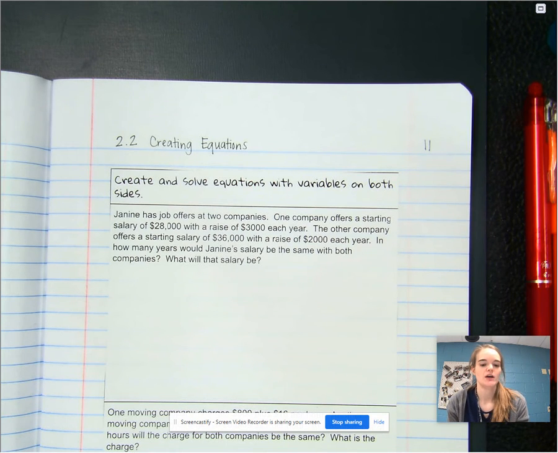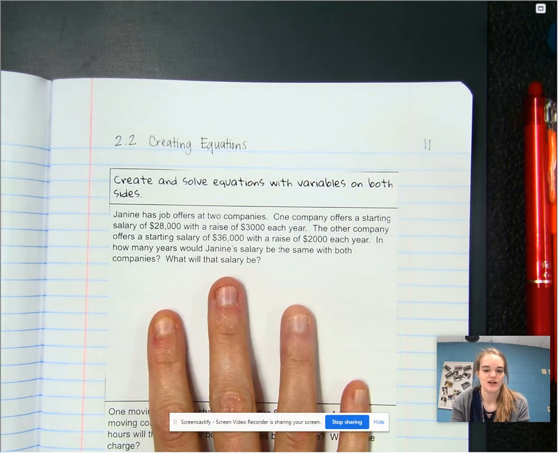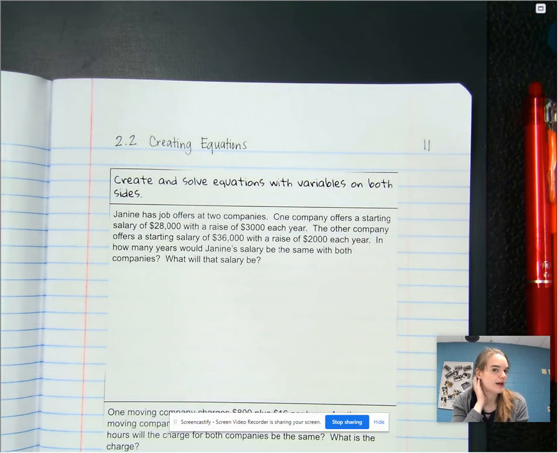So it says, and you're going to need your highlighters out again. In case you don't have them, remember to write these down on page 11 if you do not have a printer to print these off, or you weren't at school for me to hand them to you. Janine has job offers at 2 companies. One company offers a starting salary of $28,000 with a raise of $3,000 each year.